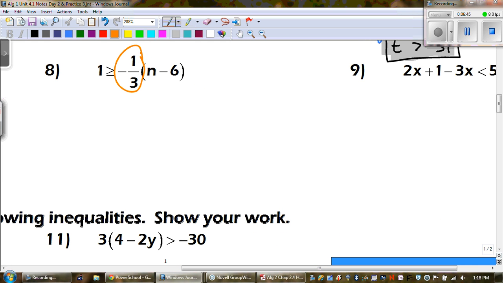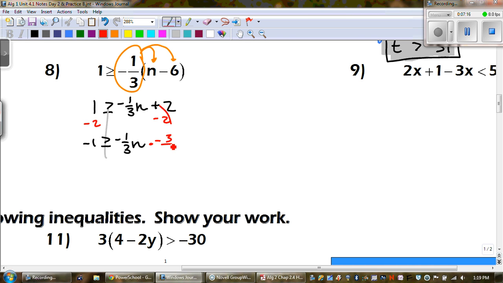8's the first one that we've seen that we need to distribute first. And we have to be very careful with our negative signs right here. So we get -1/3 n. Negative times negative is positive, and 1/3 times 6 gives us 2. I'm going to fly through this part, guys, because you should know how to do it. We subtract 2 to both sides. That cancels. You get -1 is greater than or equal to -1/3 n.